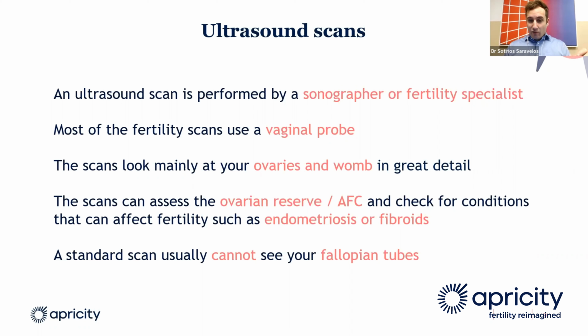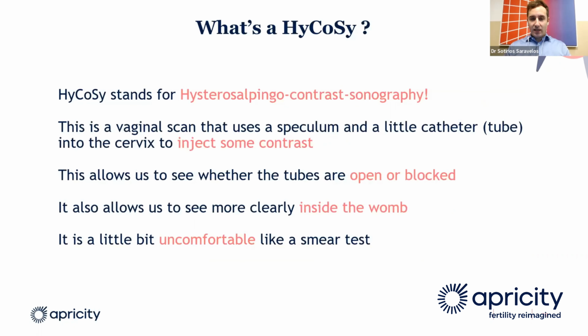Again, we can look at the ovaries and assess how many eggs there are with the AFC, antral follicle count, which is the ultrasound version of the AMH. And we can look at conditions such as endometriosis, fibroids, congenital abnormalities, anything that would stop us from getting pregnant. Typically, on a standard scan, you cannot see the fallopian tubes because they're so tiny and slim on the inside that unless they're very damaged, you won't see them. They're hiding behind the bowel.